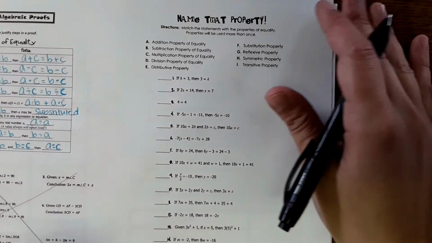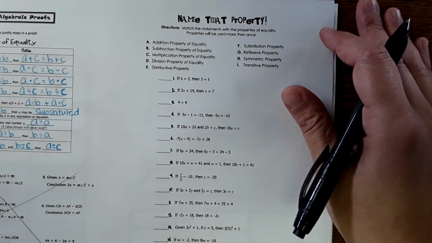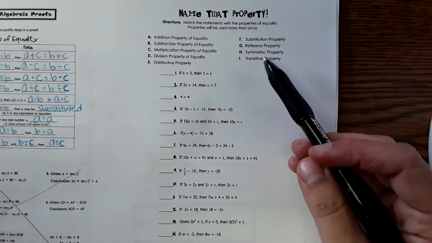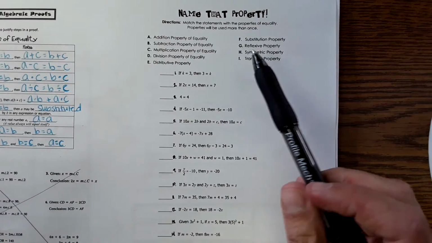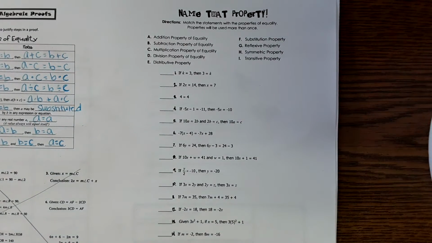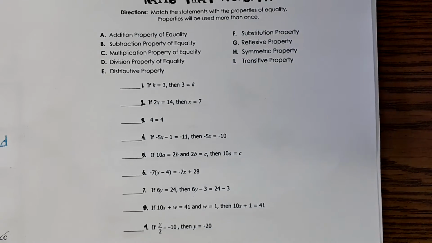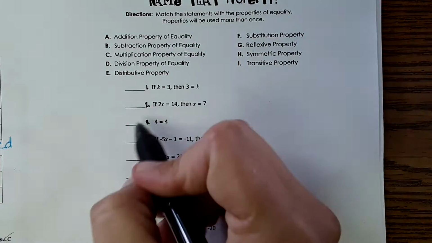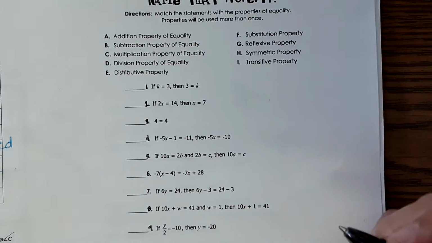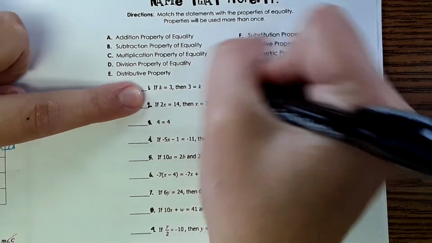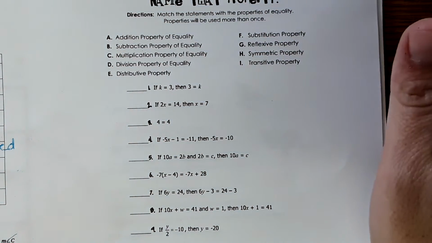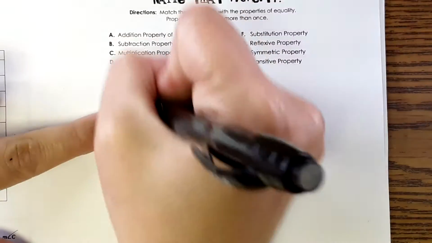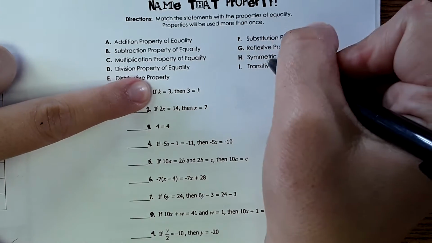Okay, over here, we're going to name that property. We have all these situations and these properties up here. These properties repeat themselves, so as you use them, don't cross them out because they get used more than once. Also, it has a blank where you can put in a letter, but honestly, I'd rather you write out the property just so you can learn them as we're doing this. So we're not going to just put in letters, we're going to write out the property that we see.